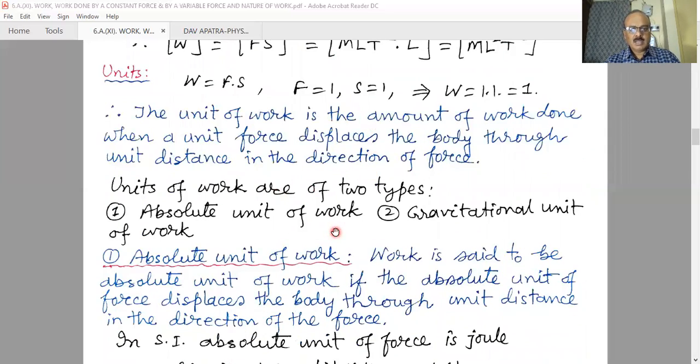Now units of work are of two types. One is the absolute unit of work, and the other is the gravitational unit of work. It is due to the fact that, as we know, there are two types of units of force.